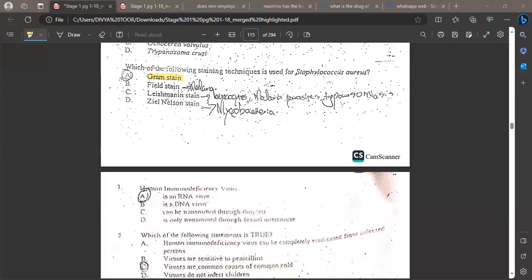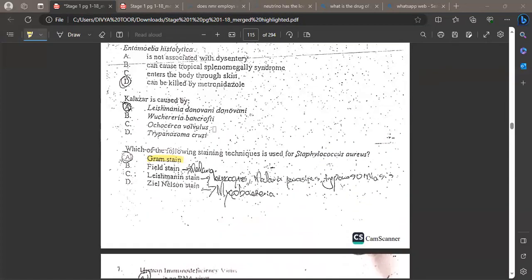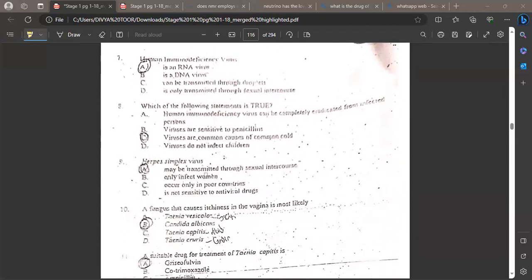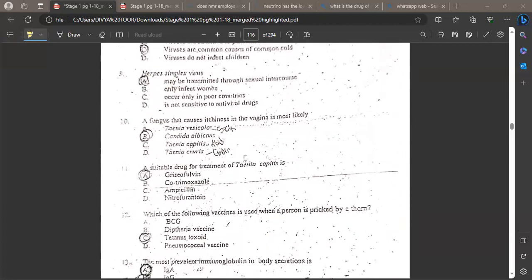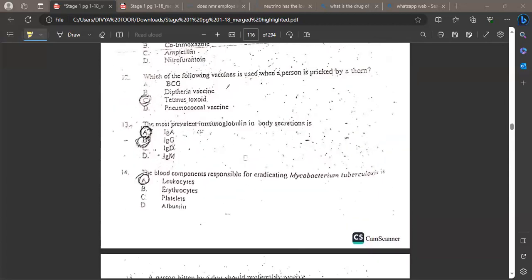So, stain used for Staph aureus, and that's the gram stain, right? Yeah, that's that. And then this is virology. We haven't done fungus yet. Okay, so here, the most prevalent immunoglobulin in body secretions, I think that's in immuno. And then the blood components responsible for eradicating TB is, you guys see macrophages.